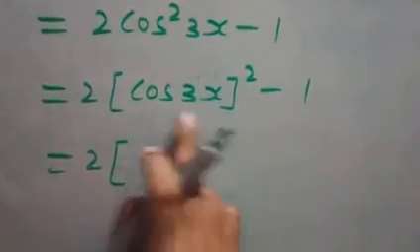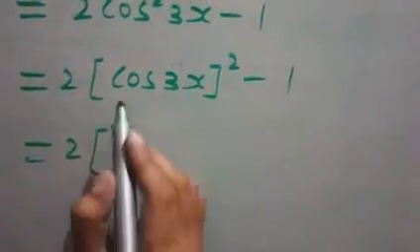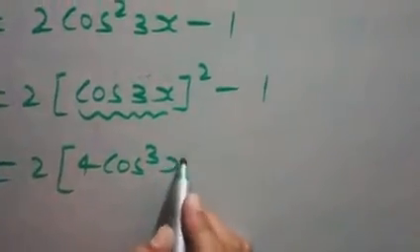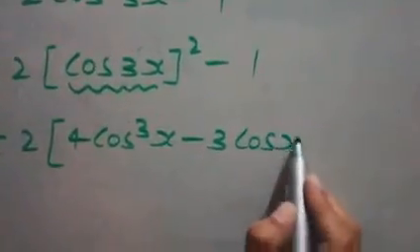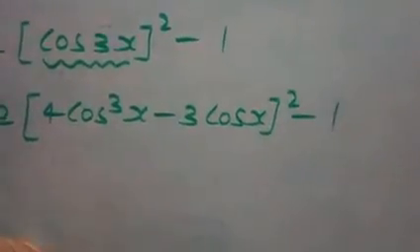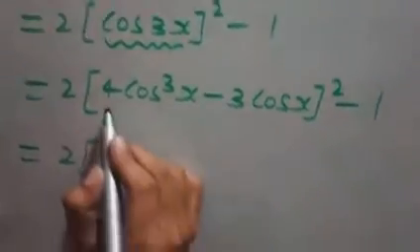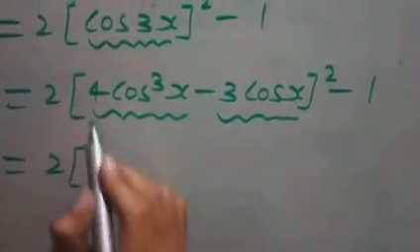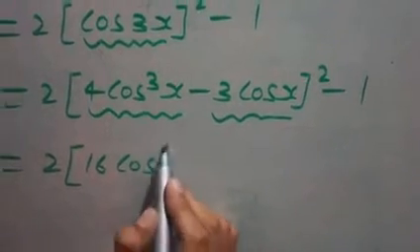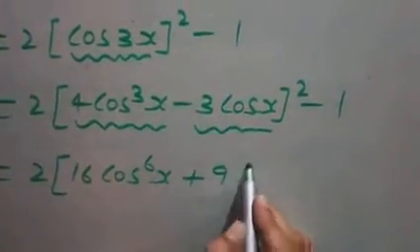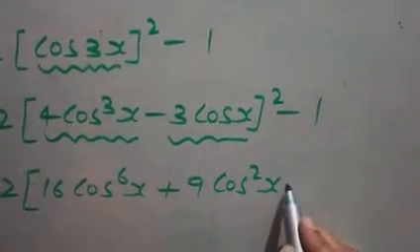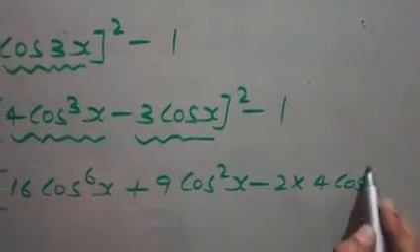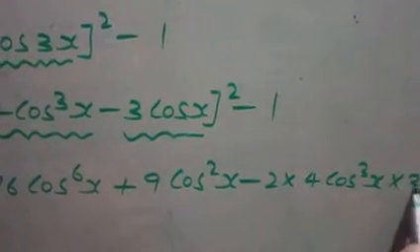Here the formula is cos 3x. So if we open cos 3x, that is 4 cos cube x minus 3 cos x, whole square, minus 1. So 2. Now we have to apply (a minus b) whole square, that is a square, 4 square is 16 cos to the power 6x, plus b square, 3 square is 9 cos square x, minus 2ab. 2a is 4 cos cube x and b is 3 cos x.